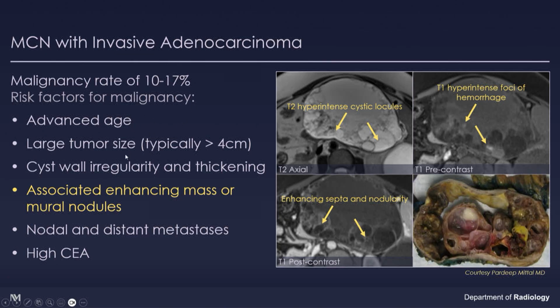What are the risk factors? Advanced age, a large tumor size, if you start to see more irregularity and thickening, and certainly if you start to see enhancing masses or mural nodules, and obviously if you have nodal and distant metastases, these often have a high CEA. You can see that this is a complex mass with some high signal within it and enhancing septa, and on pathology, this was a malignant mucinous cystic neoplasm.